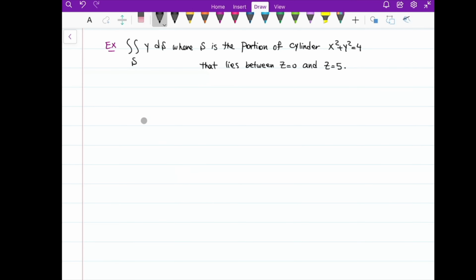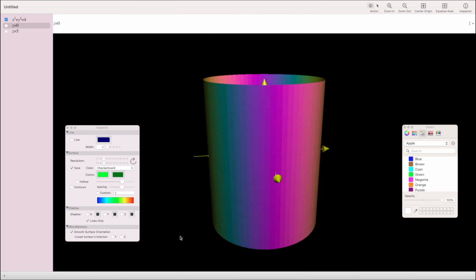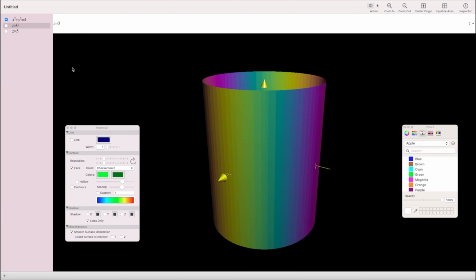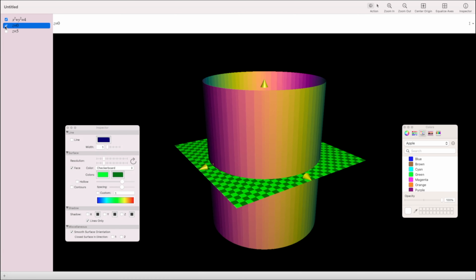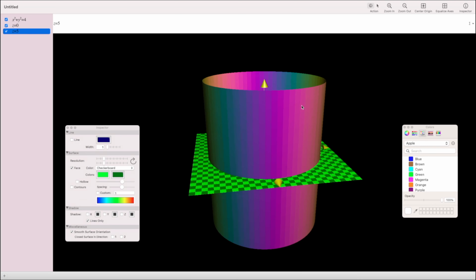So let's look at this example. The double integral of y dS over S, where S is the portion of the cylinder x squared plus y squared equals 4 that lies between z equals 0 and z equals 5. Let me show you the graph. This is the cylinder, and its equation is x squared plus y squared equals 4, and I want the part of it that is between z equals 0 and z equals 5.